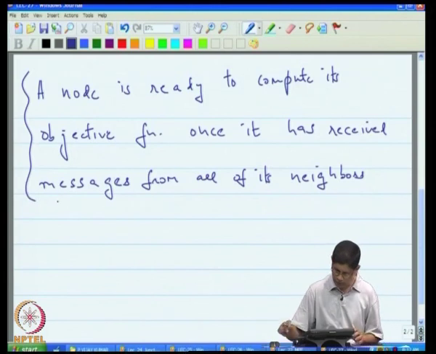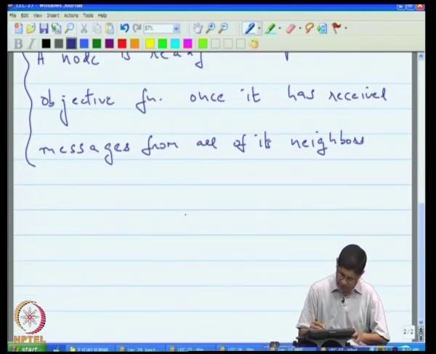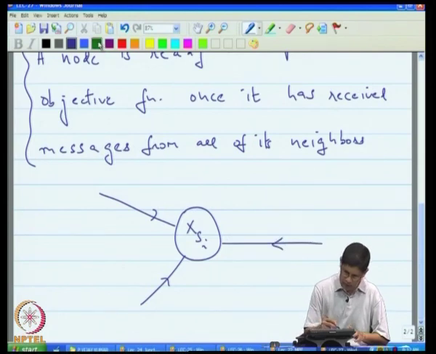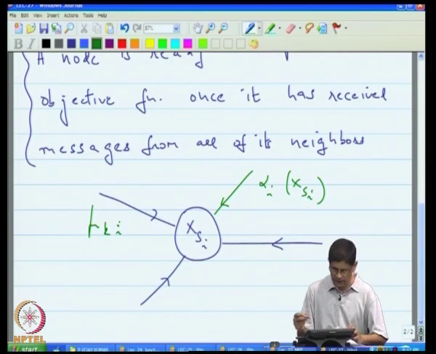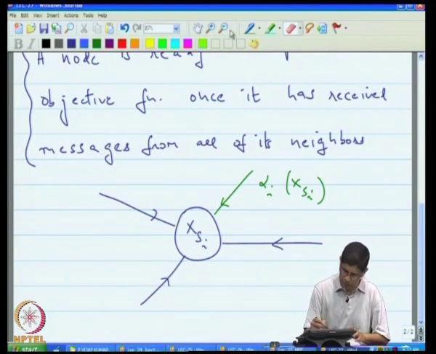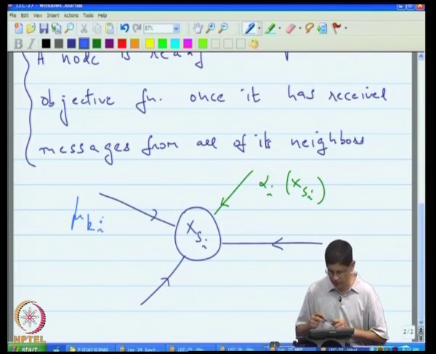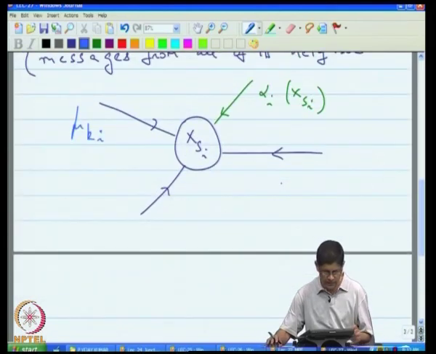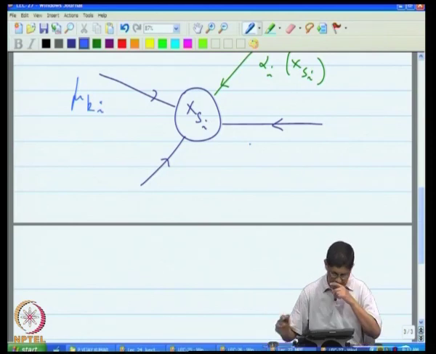So in the general situation, there would be a node here, let us say x_{s_i}, and there will be messages coming from all of its neighbors, and there will also be its local kernel, alpha_i of x_{s_i}, and these are all the mu_{k i}'s that are coming in. These are all the messages mu_{k i} coming in from the other nodes, and then all that it needs to do is simply to multiply all of them.